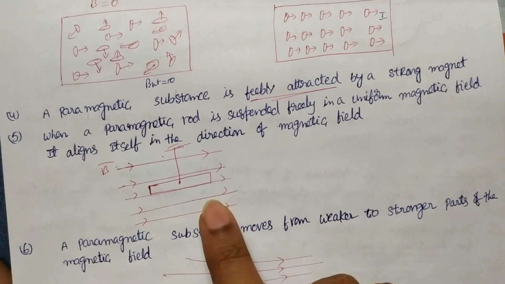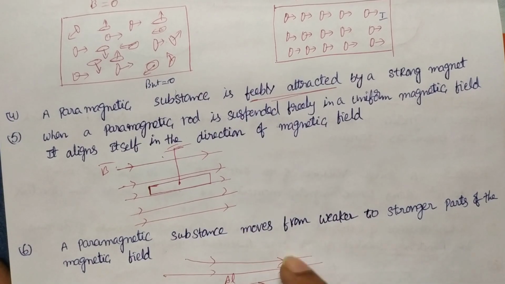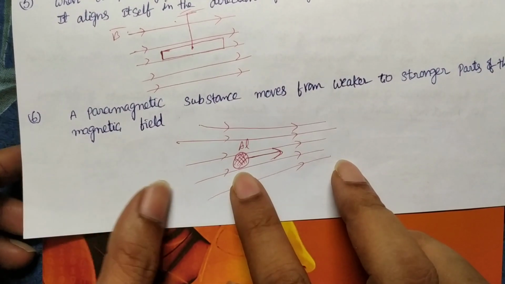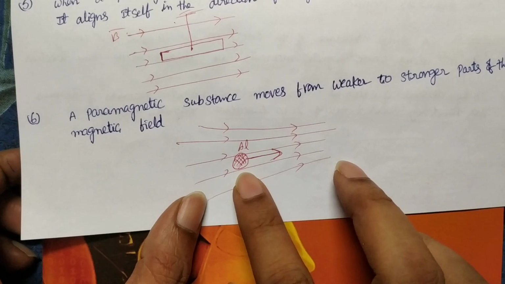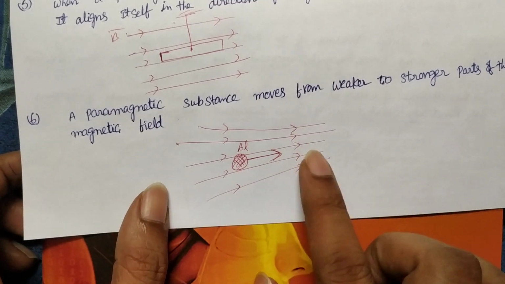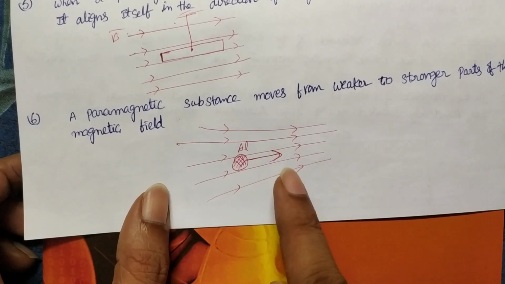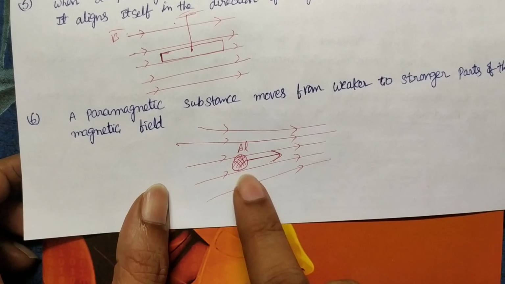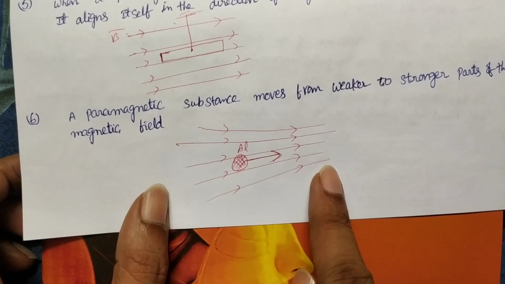In diamagnetic material the rod sets perpendicular, here it is parallel. And if you release a smooth sphere on a table, it moves from a high field region to a low field region in diamagnetic material. Here it moves from low to high. These move from weaker strength to stronger strength.